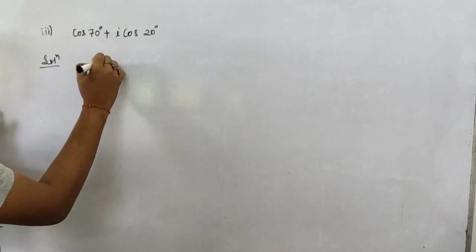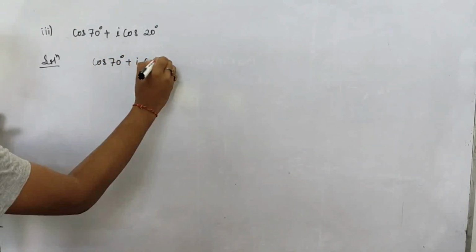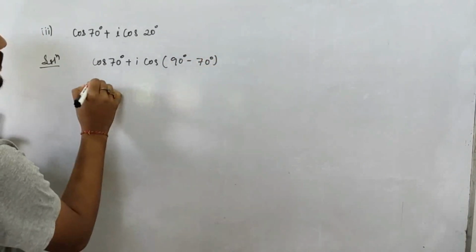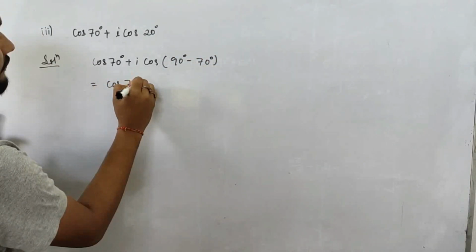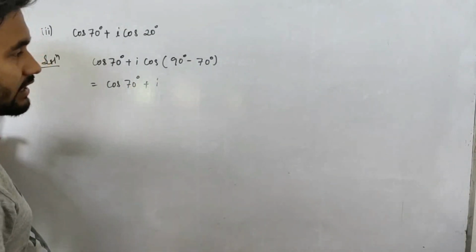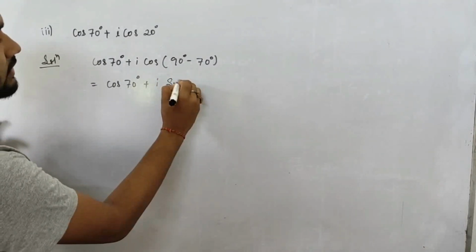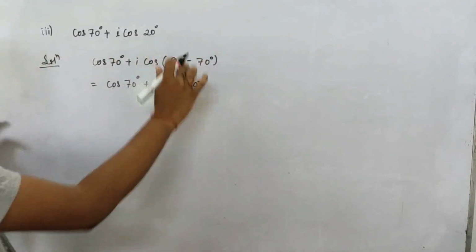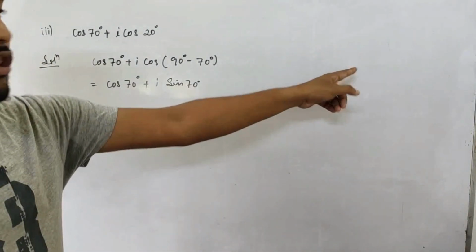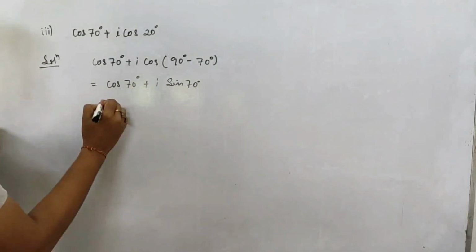Okay. So cos 70 degree plus I cos 20, what is 20? 90 minus 70 is 20, right? So this will be equal to cos 70 degree plus I, what is cos 90 degree minus theta? Sorry, sin theta. Sin 70 degree. And this is in which quadrant? First quadrant. So everything is positive in first quadrant. A, S, T, C, all is in first quadrant. So it will be positive. So cos 70 degree plus I sin 70 degree.